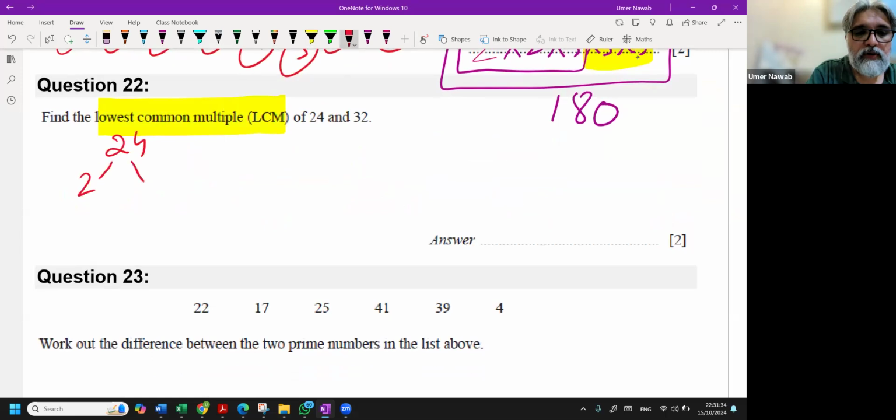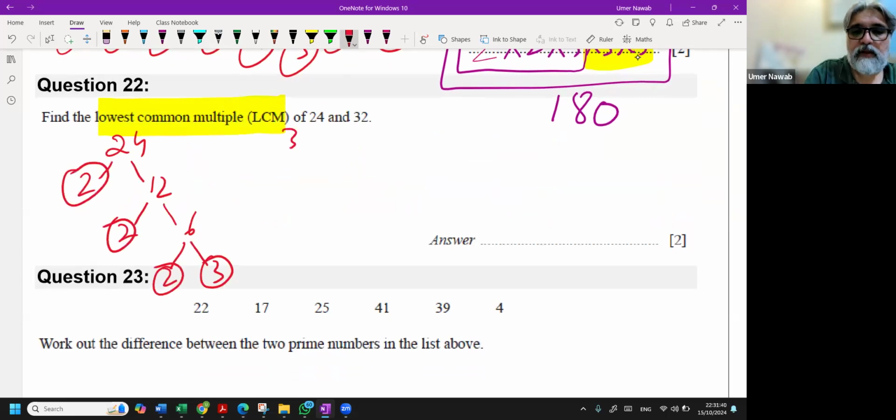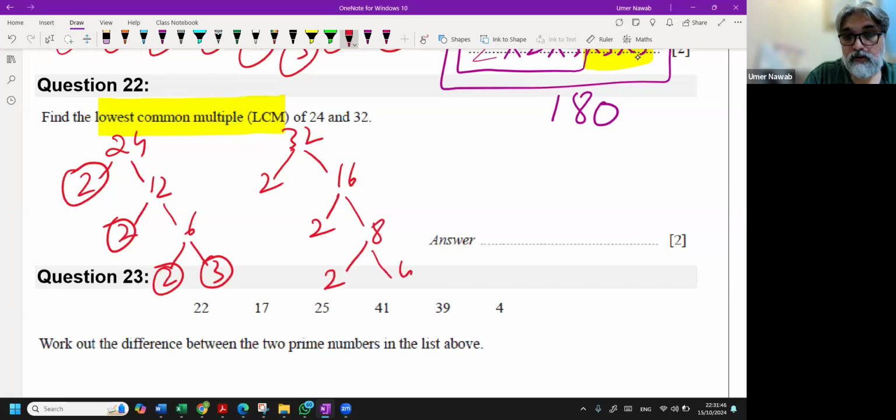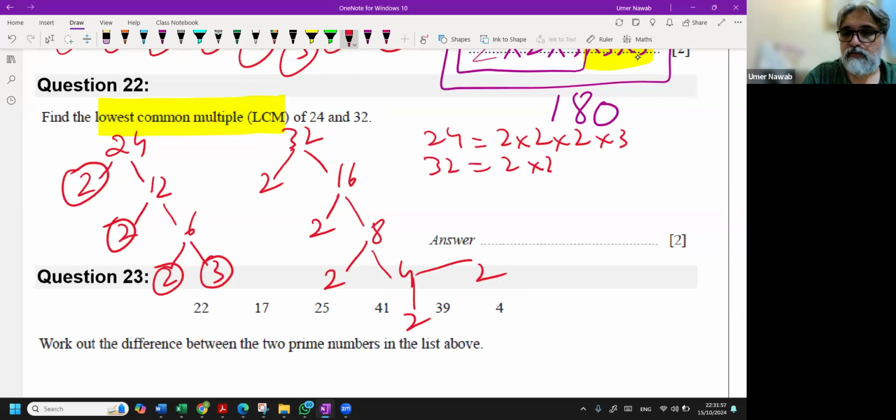24, 2 12, 2 6, 2 3. 32, 2 16, 2 8, 2 4, 2 2. So 24 gives you 2 times 2 times 2 times 3, 32 gives you 2 times 2 times 2 times 2 times 2.